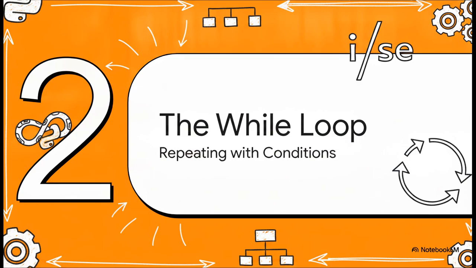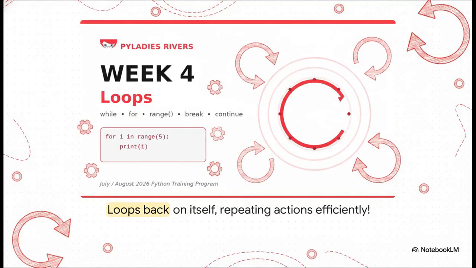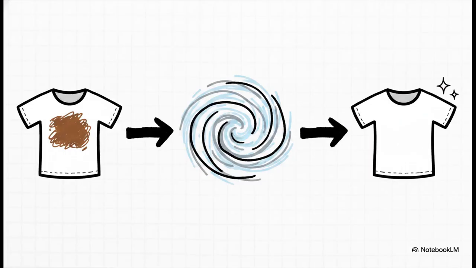Section 2, the while loop. And this brilliantly illustrates the concept. Think of it like a circular arrow. Instead of our code just running straight down from the top to the bottom and then finishing, the while loop literally tells Python to jump right back up and run a section of code all over again. It loops back on itself, repeating actions incredibly efficiently so you don't ever have to write the same line of code twice.